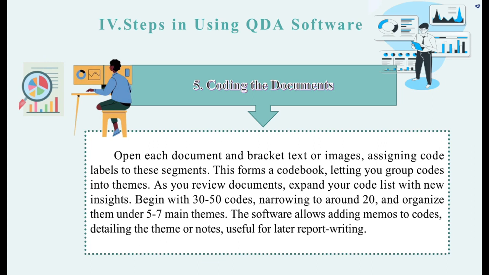Step 5. Coding the document. Open each document and bracket text or images. Assign code labels to this segment. This forms a code book, letting you group codes into themes. As you review documents, expand your code list with new insights. Begin with 30 to 50 codes, narrowing to around 20, and organize them under 5 to 7 main themes. The software allows adding memos to codes, detailing the theme or notes, useful for later report writing.